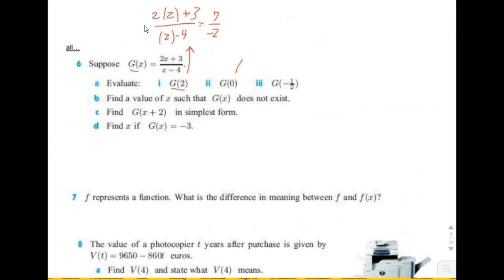What about g of 0? What happens when we put 0 in there? 0 plus 3 over 0 minus 4, so negative 3/4.